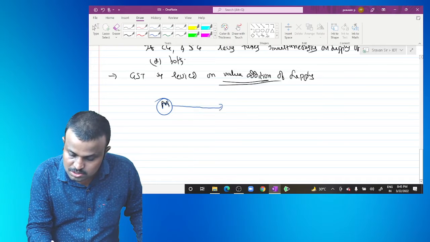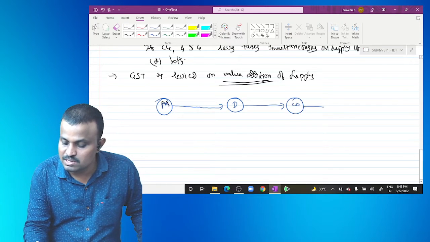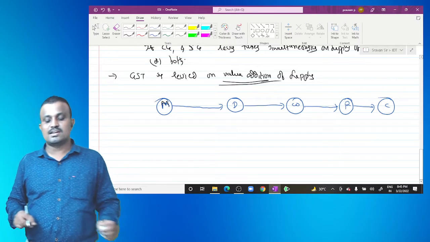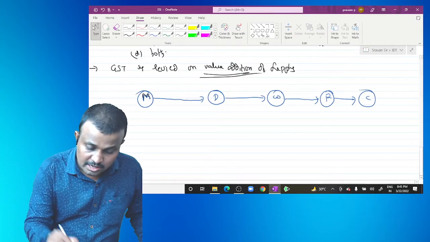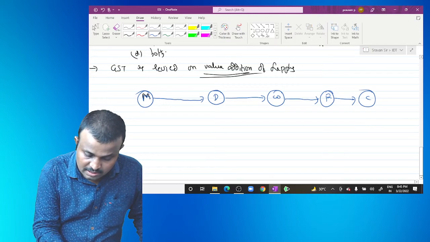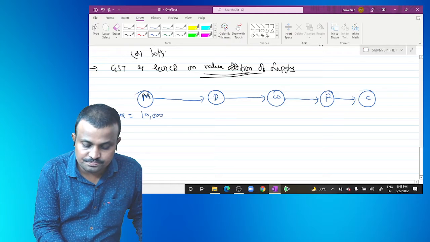We supply the goods to the distributor. We supply the goods to the wholesaler. The wholesaler supplies the goods to the retailer, and the retailer transfers the goods to the ultimate consumer. So here, for example, the cost of the product, or value of the supply, is equal to 10,000.